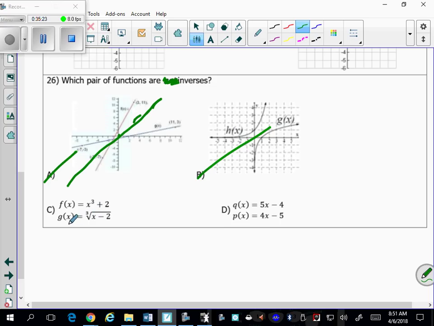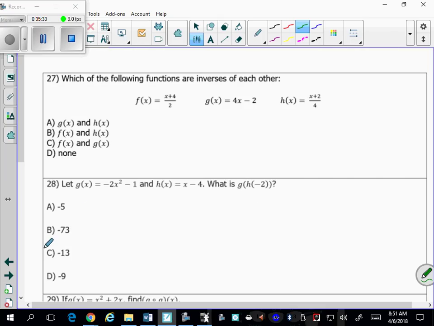And which of the following functions are inverses? Inverses have opposite signs. I see a plus 4 here. I don't see a minus 4 anymore. I see a divide by 2. I don't see a multiply by 2 anymore, so that's probably not going to be an inverse of anything. I see a subtract 2. I see a plus 2. I see a multiply by 4. And I see a divide by 4. So those are going to be your inverses. So g of x and h of x.